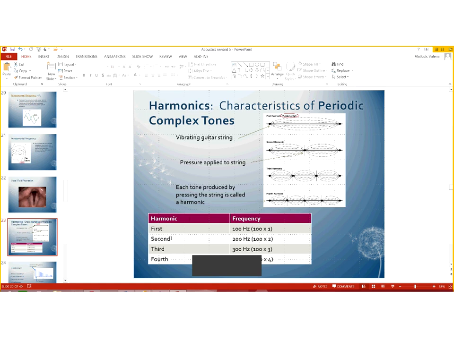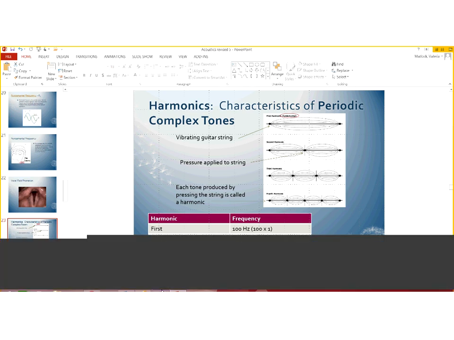The second sound it would produce would be 2 times the fundamental. So if the person's fundamental frequency is 90, the second harmonic will be 180, 2 times 90. The third would be 3 times 90. The fourth would be 4 times 90. And so yes.